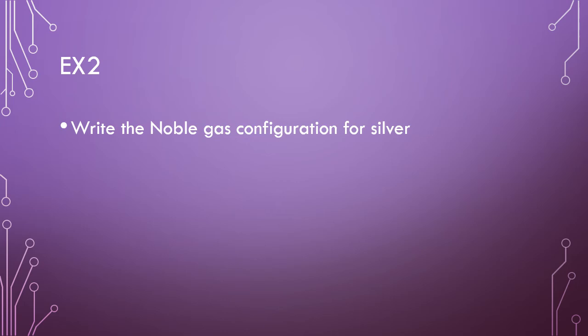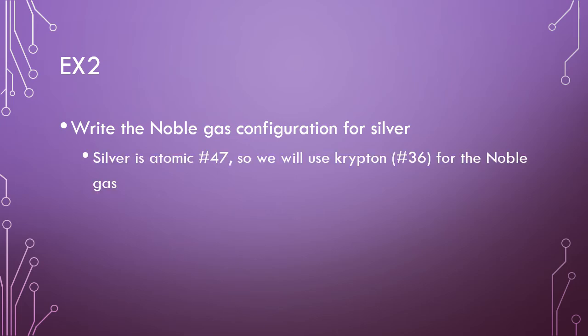Let us write the noble gas configuration for silver. Silver is atomic number 47. Since it's atomic number 47, we will use krypton, atomic number 36, as the noble gas that we will substitute for silver's core electrons. That means that we will use Kr in brackets, and there will be 11 more electrons to place outside of the first 36.